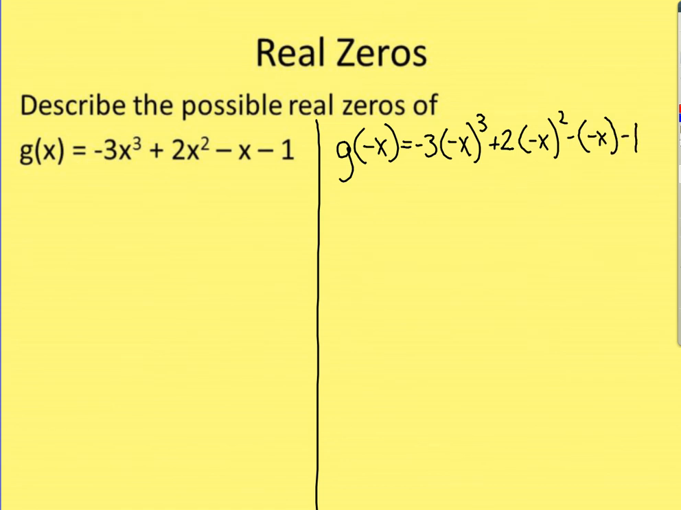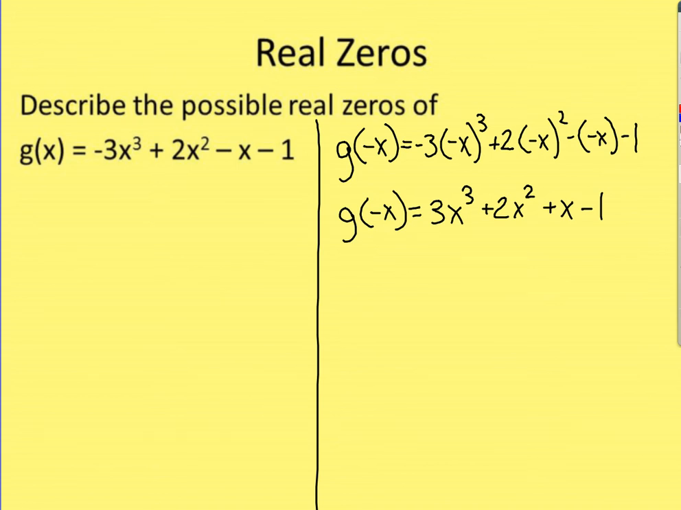Now, when you raise a negative value to an odd power, it stays negative. So this is still going to remain negative x. Negative times negative will give us a positive 3x cubed. When you take a negative value and you raise it to an even power, you are going to change it to a positive value. So this is still a plus 2x squared. Negative times negative gives us a plus x, and then we have minus 1.